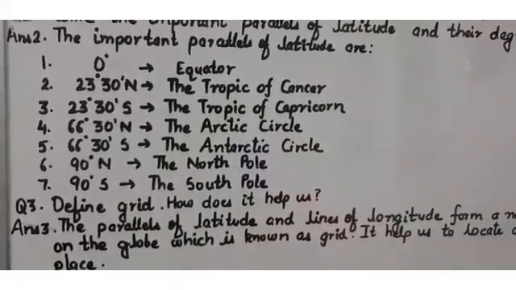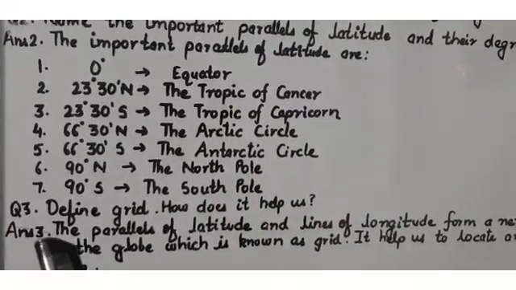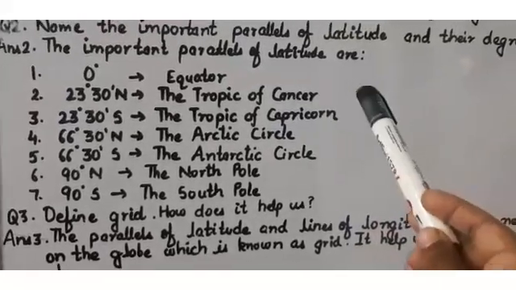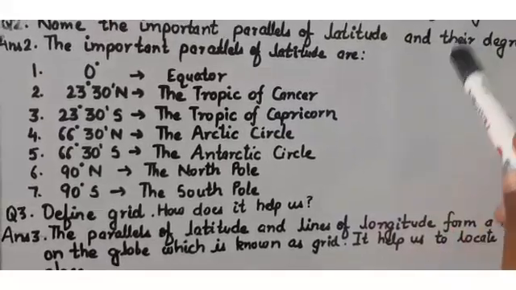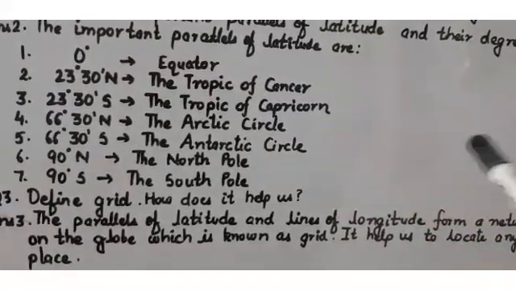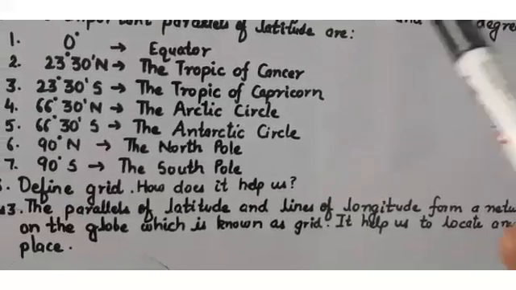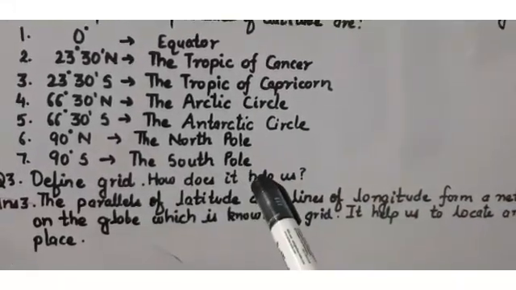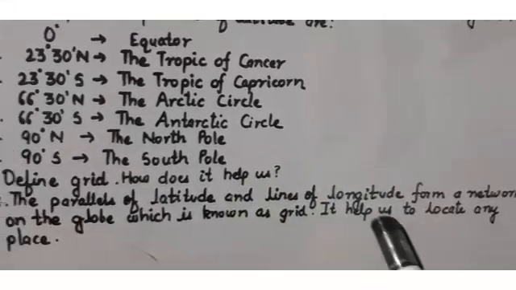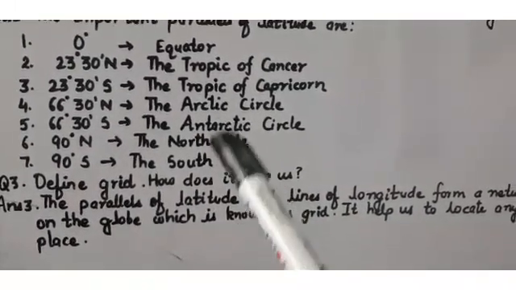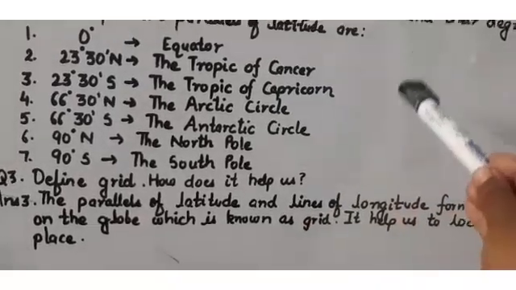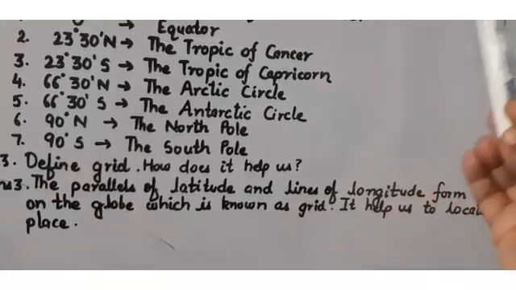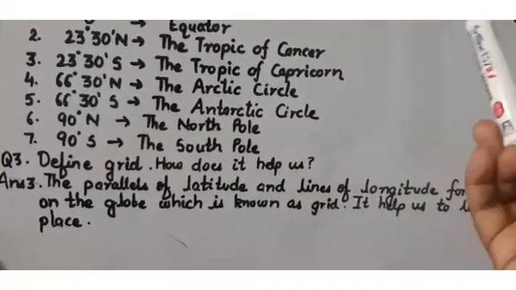Then third question is define grid. Now what is a grid? When the parallels of latitude and the lines of longitude both are there on the globe, they form a network on the globe, which is known as grid. So how does it help us? The grid helps us to locate any place. Due to the network formed by the latitudes and longitudes, it helps us to locate any place on the globe.